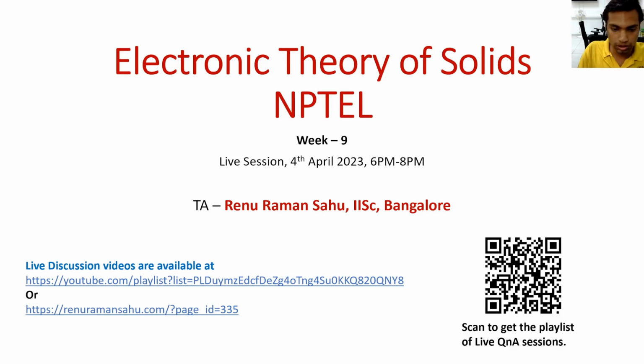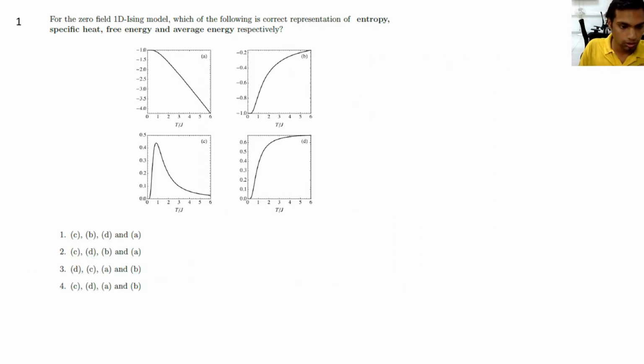So let us go to the first question. What the question is asking is, for the zero field 1D Ising model, which of the following is the correct representation of entropy, the specific heat, the free energy and the average energy respectively.